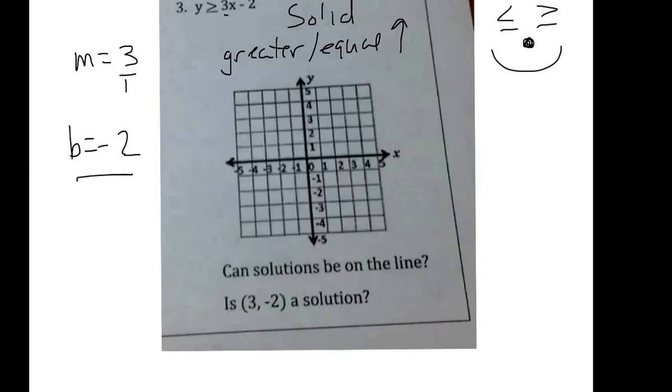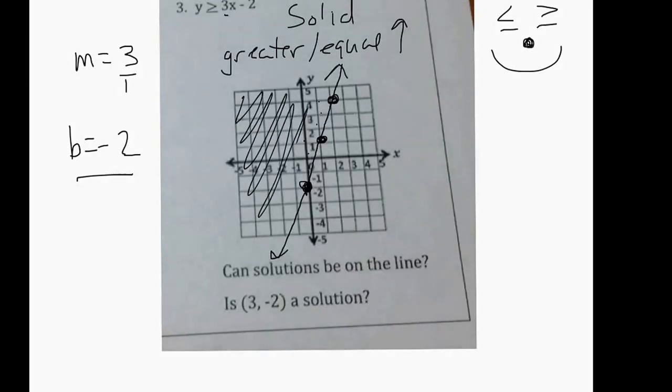So I begin at negative 2. So a big dot right there. I'm going to go up 3 over 1. 1, 2, 3 over 1. I'm going to use a solid line this time. And then I'm going to shade above. So that's this side right here, shade above.